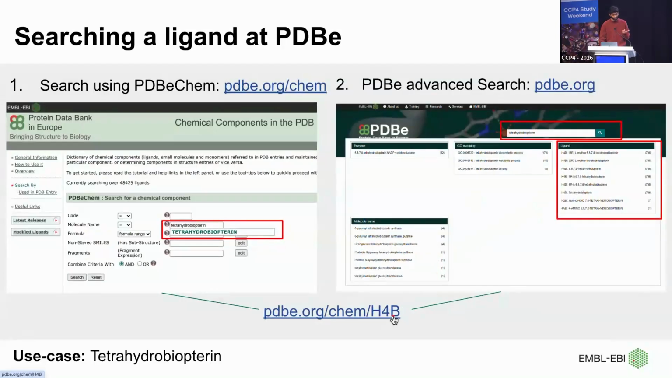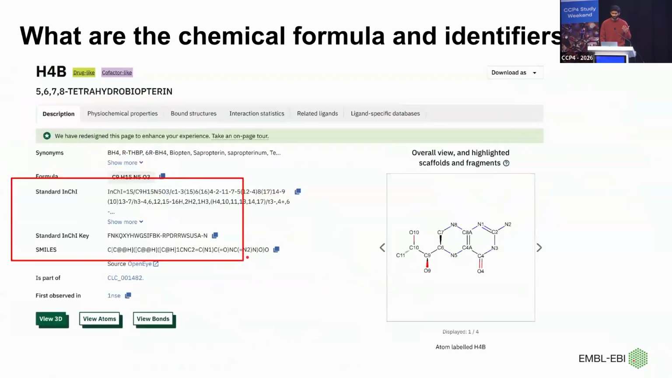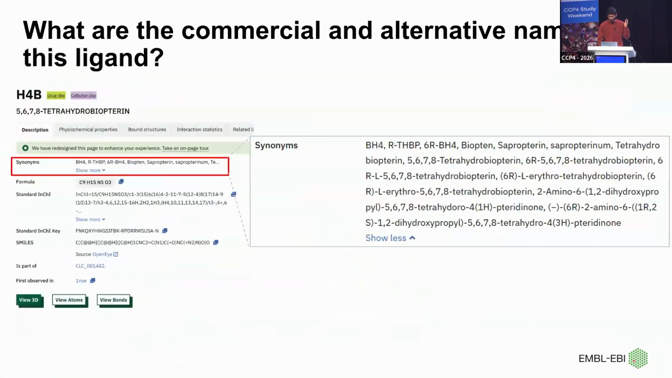So if you know the CCD ID also, you can directly go through this website, PDB-org/chem H4B. That's the CCD ID for the ligand. So it goes to a web page that we call PDB-KB Ligand pages, which has the basic information about the ligand, the 2D topology of the ligand. So it gives you some idea of what the ligand looks like, and it's the basic information like the SMILES, InChI key informations. And if you want to know the other synonyms information, you want to search using these names, you can get that.